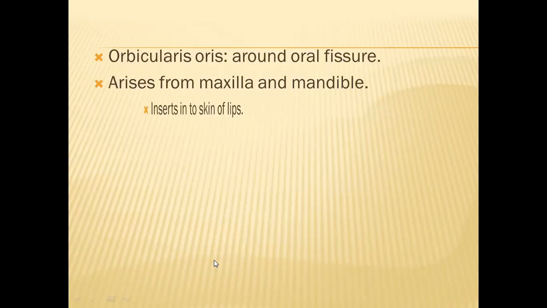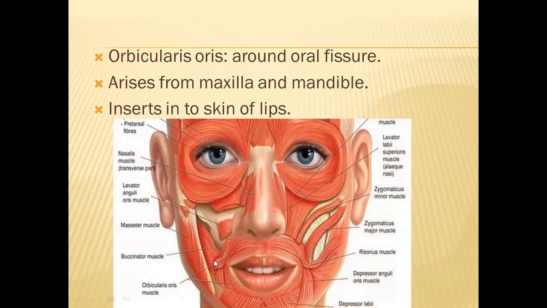Orbicularis oris around the oral fissure arises from the maxilla and mandible and inserts into the skin of the lips. Orbicularis oris.